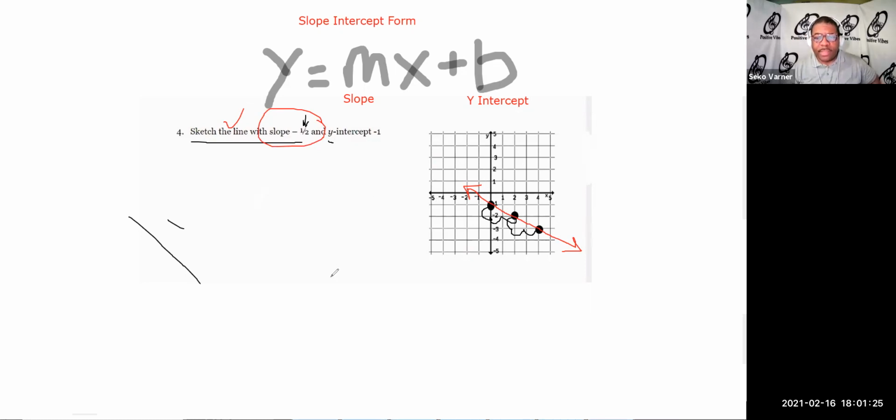So what would the slope-intercept form look like? It would look like this. Y equals, what's the slope? -1 over 2, down 1 over 2, x plus, what's the y-intercept? It's -1. So I can do this. That would be right. But most of your teachers are going to want to see it look a little different. So we can do this.